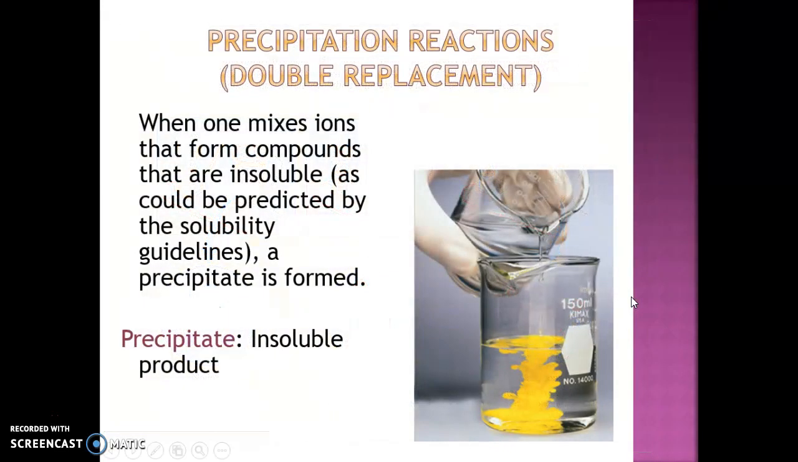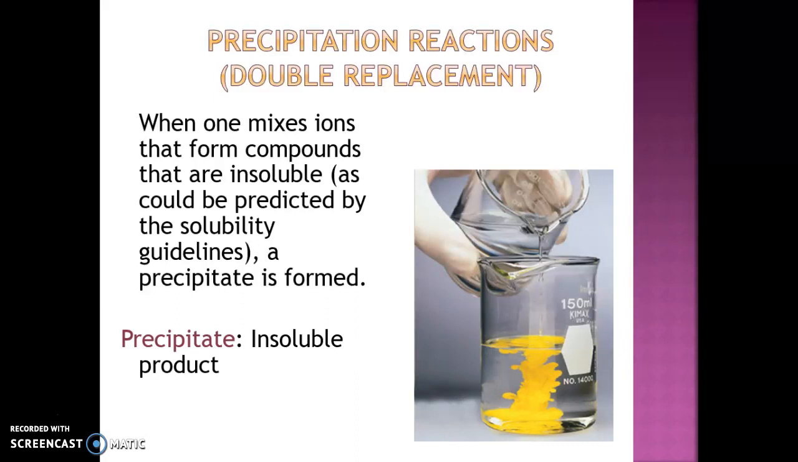So we can actually use conductivity as a way to predict the ionization of those molecular substances. All right, so focusing on ionic substances, when you put them in water and you start mixing them, you get what we've seen lots of times, double replacement reactions, or what's referred to as precipitation reactions.